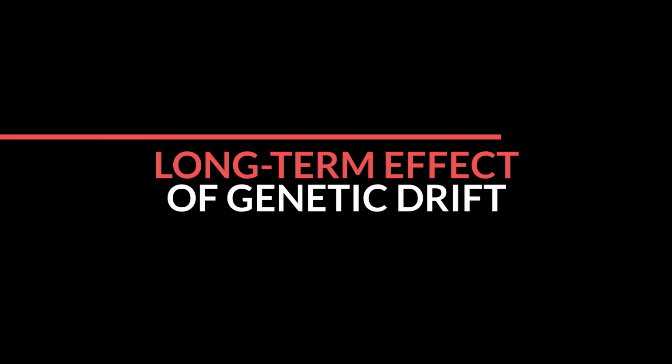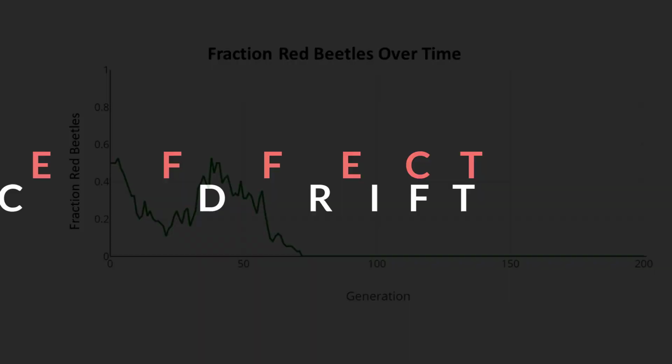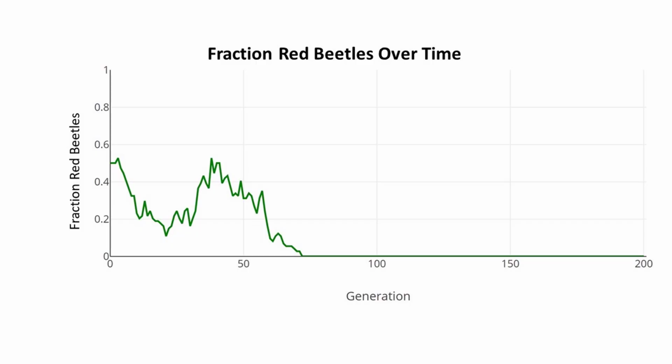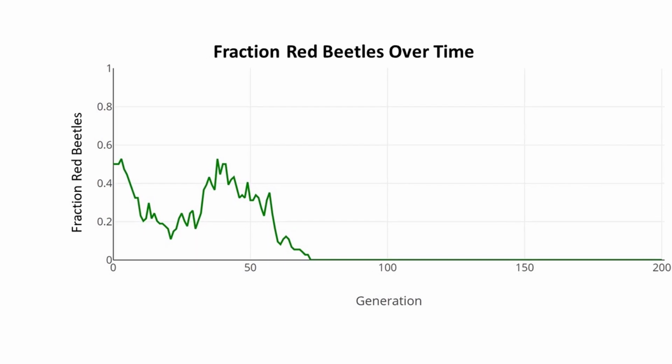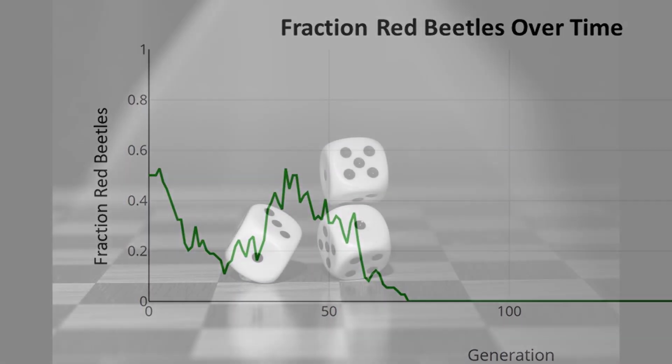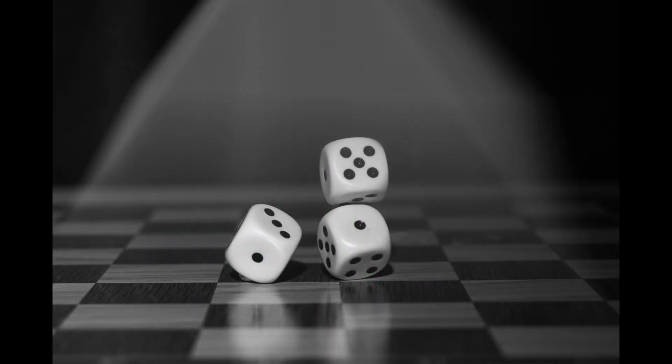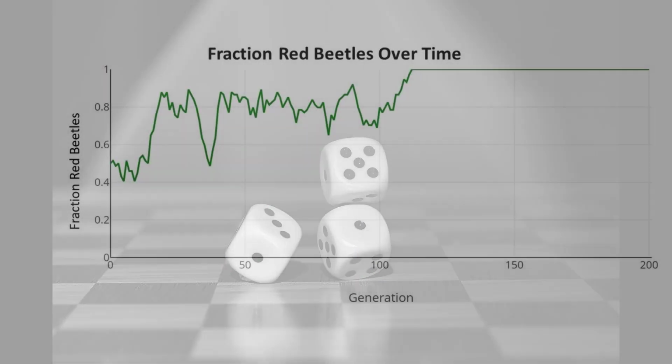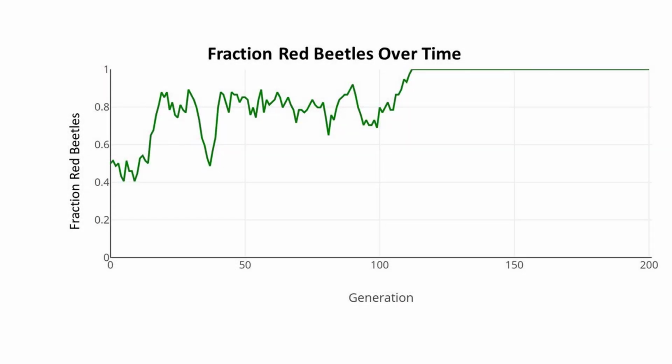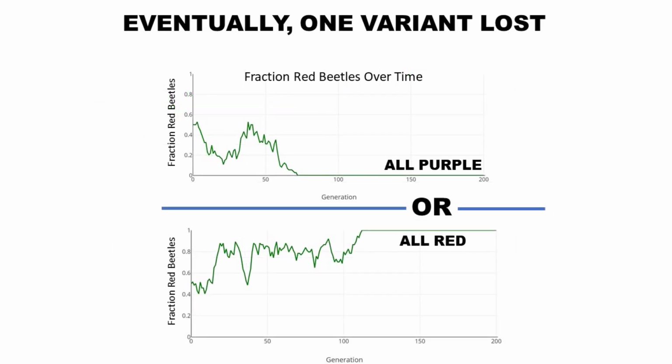Well, it will always lead to variation being lost. In this example, we see the red variant is totally gone by generation 75 or so. And since it's a random process, it won't always be the red variant that gets lost. If we start over, sometimes the red variant actually gets to 100% and it's the purple one that gets lost. But eventually, one or the other variant is always lost.